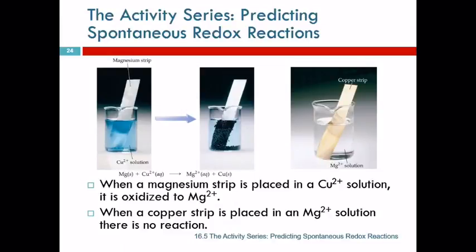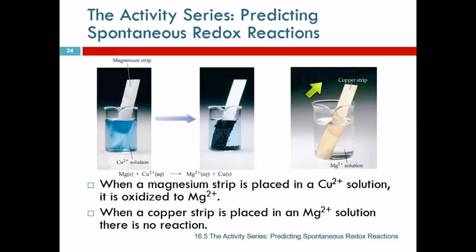Activity series. We were talking about redox equations and reactions. If we take a strip of magnesium metal and put it in a solution of copper ions, a chemical reaction will occur. The magnesium loses electrons. Oxidation is loss of electrons. So the magnesium gets oxidized, the copper ions become reduced, and copper deposits on the magnesium strip.